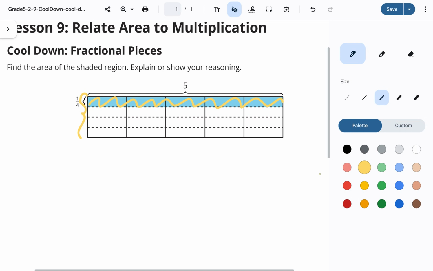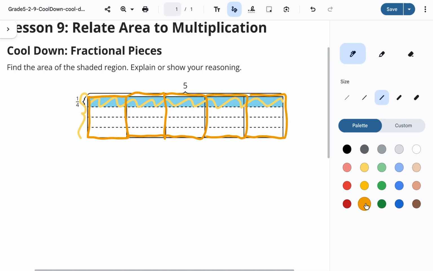Now, when we take a look at how it is divided vertically, we see that 1/2 is going to be one of these rectangles, and we have 5 of them. So we see that we have 5 in the columns, right?